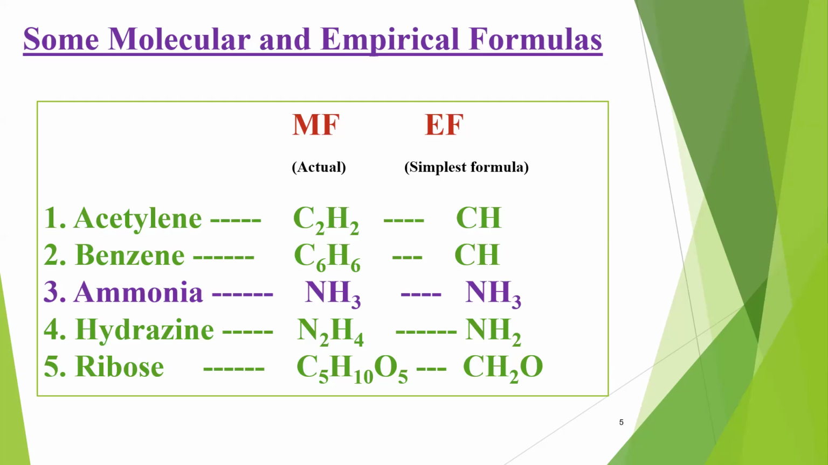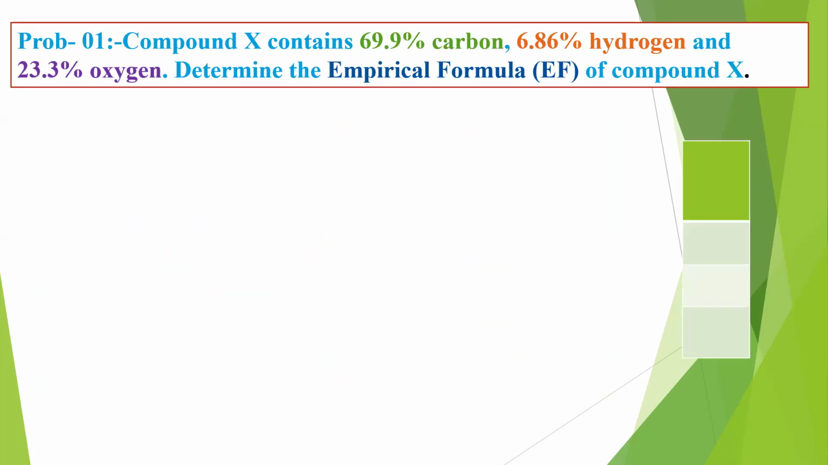Then, how to calculate this empirical formula or molecular formula based on the percentage calculation. Suppose, for example, compound X contains 69.9% of carbon, 6.86% of hydrogen, and the remaining percentage. Sometimes what happens, they will give you 23.3, or the remaining percentage is oxygen.